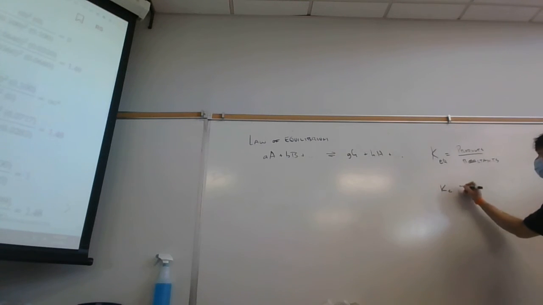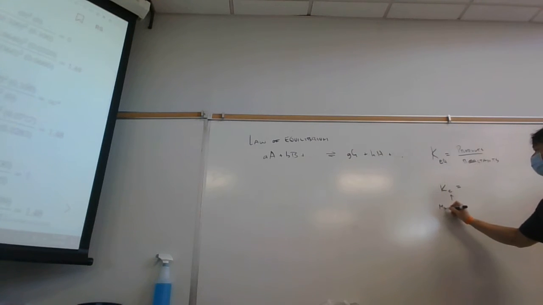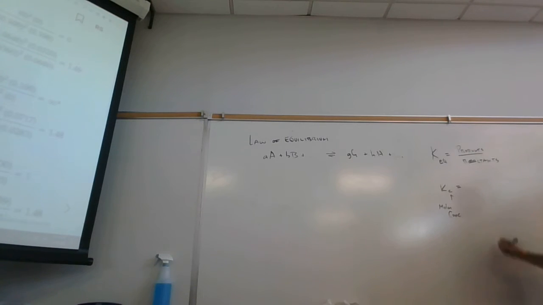One of the KEQs is if we express these as concentrations. If we express these as concentrations, then this C stands for molar concentration. Then what we get is the concentration of G, which is the first product there, raised to the little g power, H raised to the little h power, and so on, over A raised to the little a power, B raised to the little b power, and so on.